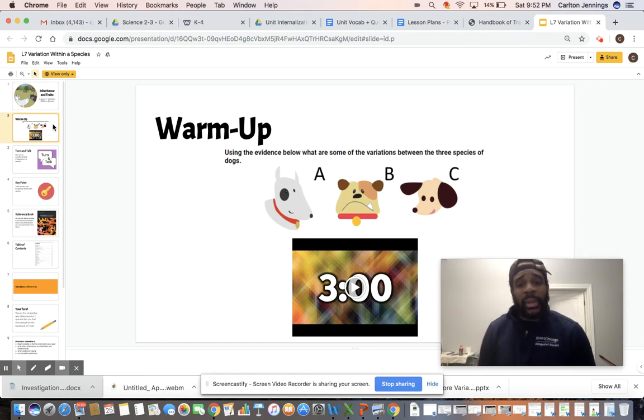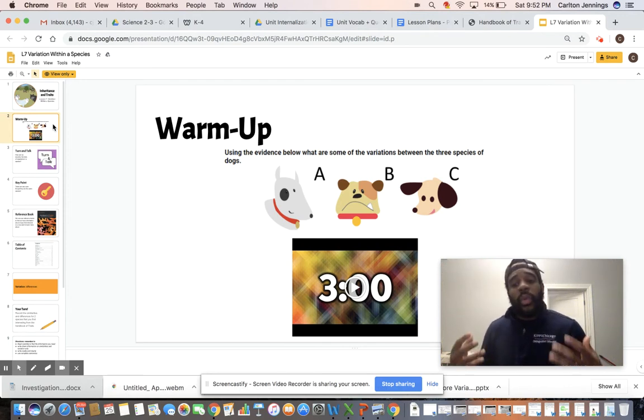I also see some similarities. I see that they all have two ears. I see that they all have two eyes. I see that they all have brown on their face. I also see that they all have noses. I can see that two of the dogs have collars with a gold circle around it. So I see similarities and I see differences with these three dogs.